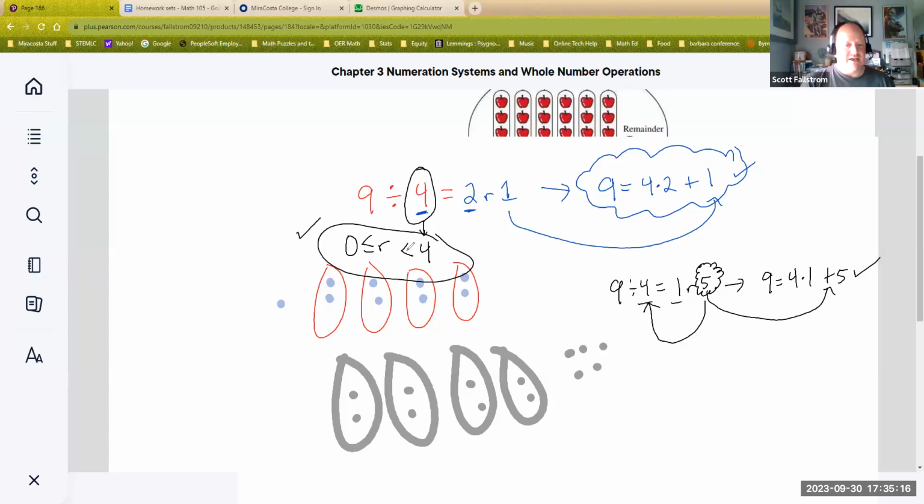That uniqueness and requiring it to be between 0 and 4 means that for this student over here, even though the answer is mathematically correct, we would not call this the remainder because it would not match the definition.